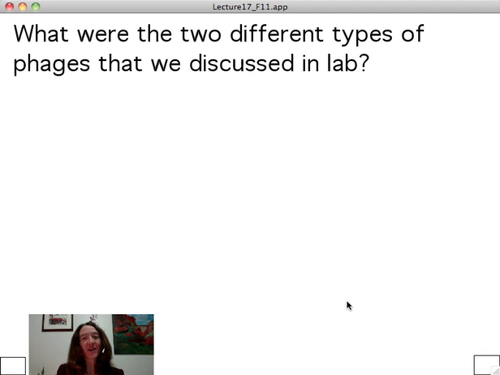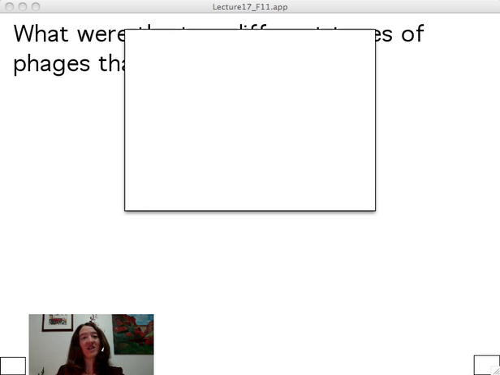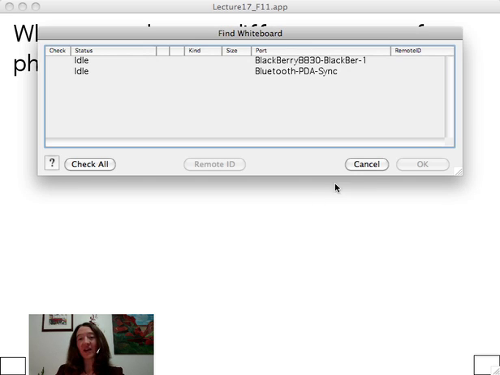So we're going to look now at transduction, and before we can really get into the heart of transduction, I want to go back to lab for a minute and talk about the two different types of phages that we discussed in lab. As you're thinking about this and maybe jotting down the two different bacteriophages, I'm going to bring up my tablet.